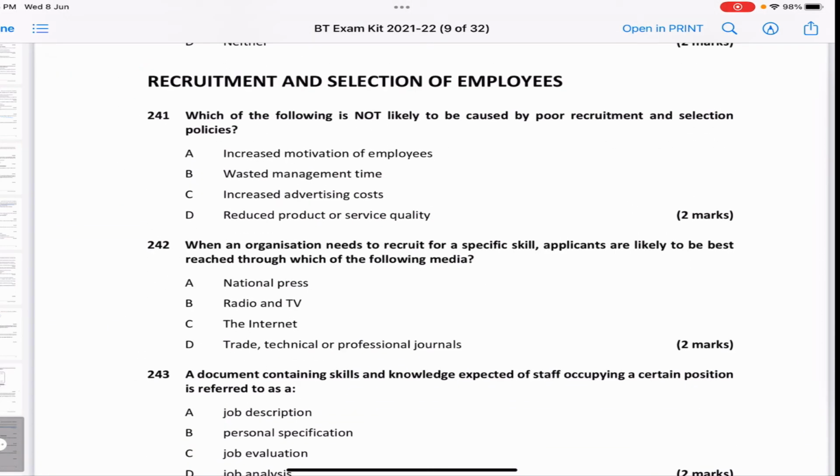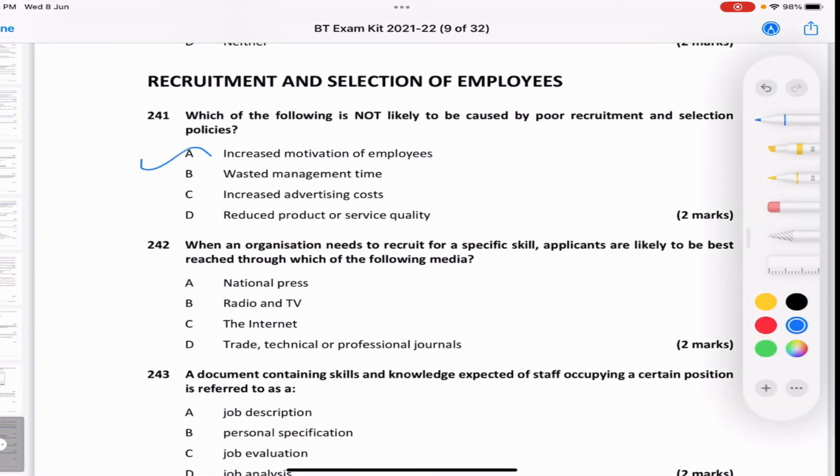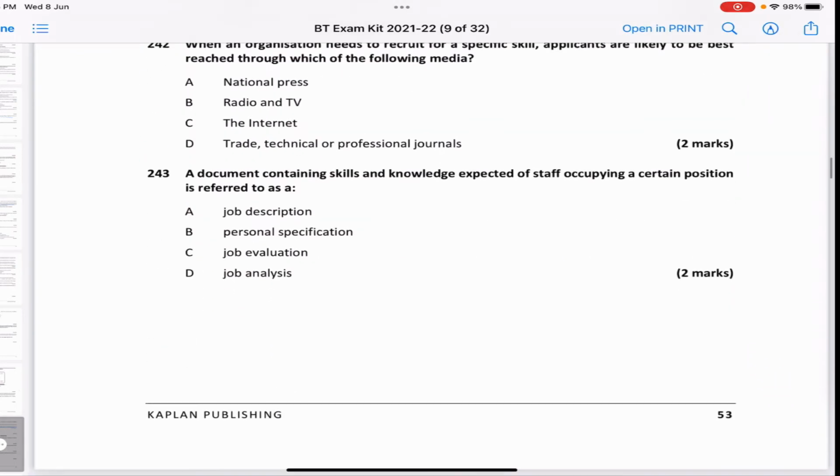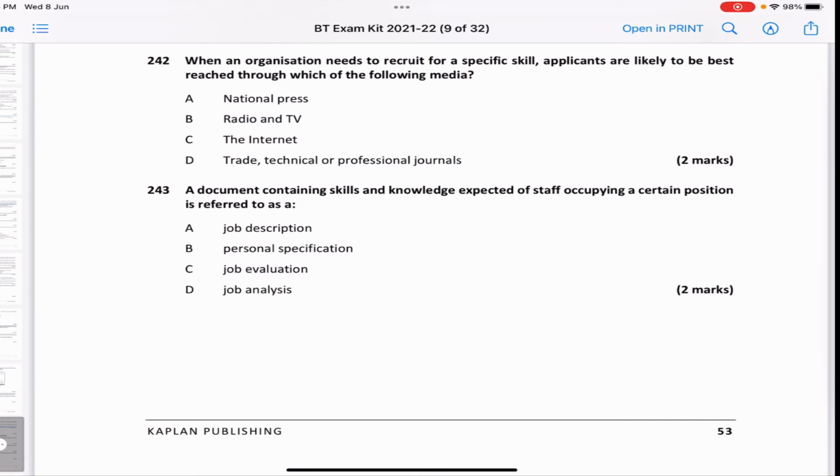Which of the following is not likely to be the cause by poor recruitment and selection? Increased motivation, wasted management time, increased advertising cost, reduced product or service quality. Obviously, motivation has nothing which is related to this. When an organization needs to recruit for a specific skill, applicants are likely to be best reached through what? If you need a specific skill, then obviously you need to approach them through some professional journals.